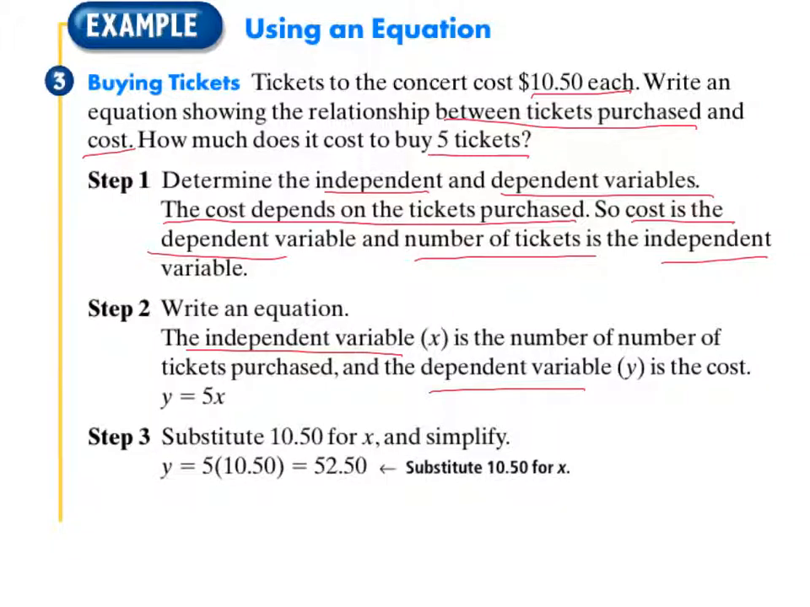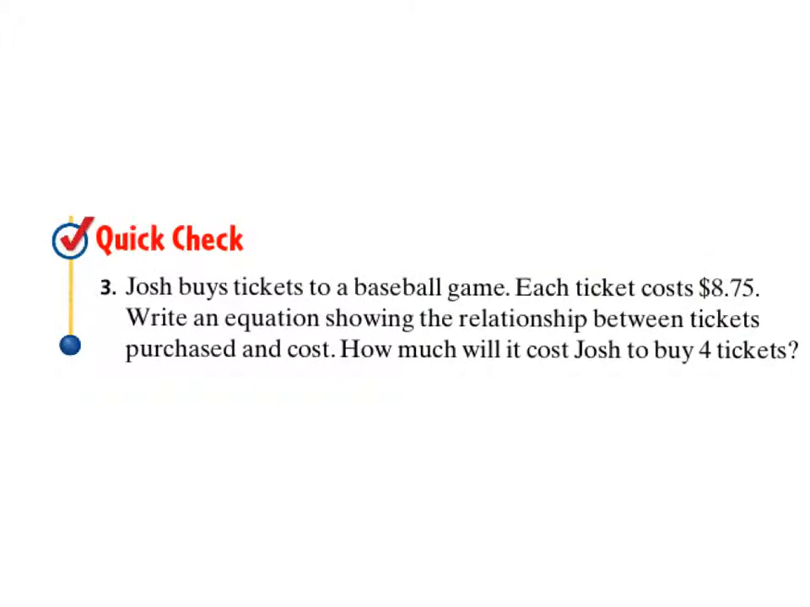So we substitute 5 for x and simplify. So y equals 10.50 times 5, which equals 52.50. So 5 tickets cost $52.50. Pause the video and do this quick check in your notebook. Be sure to show all your work.